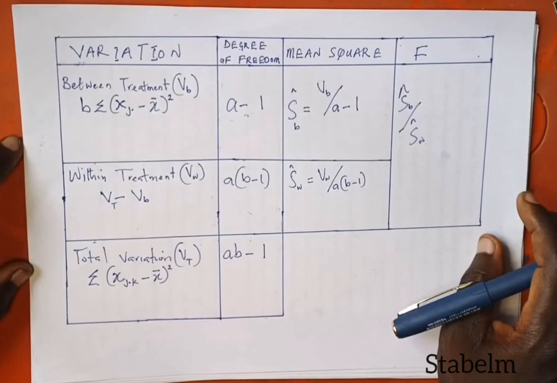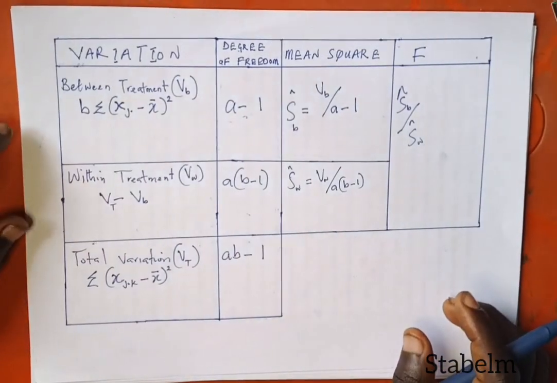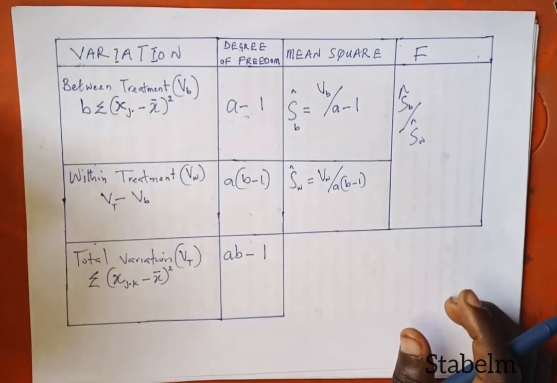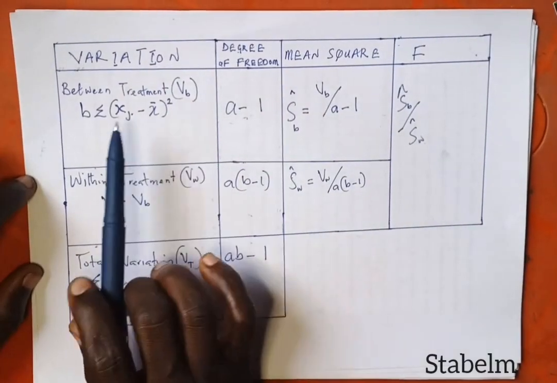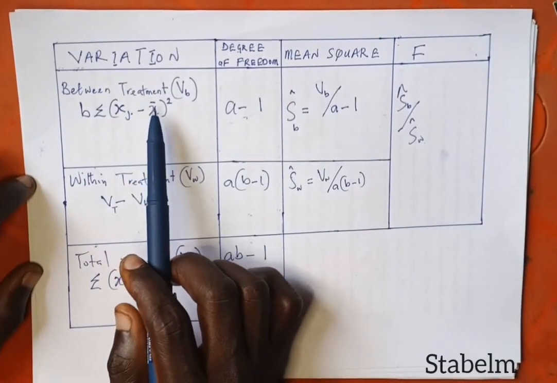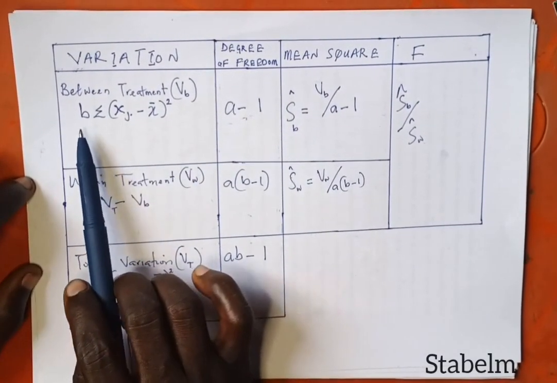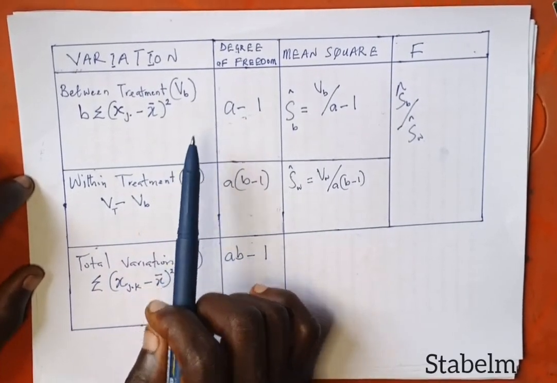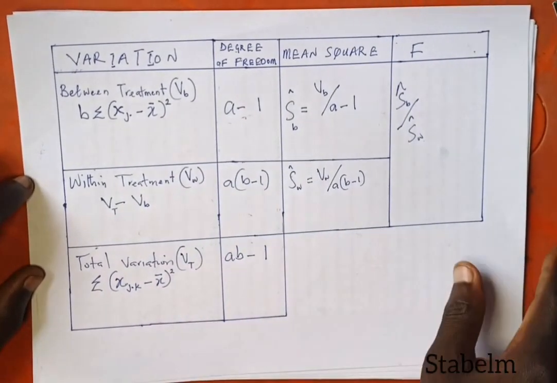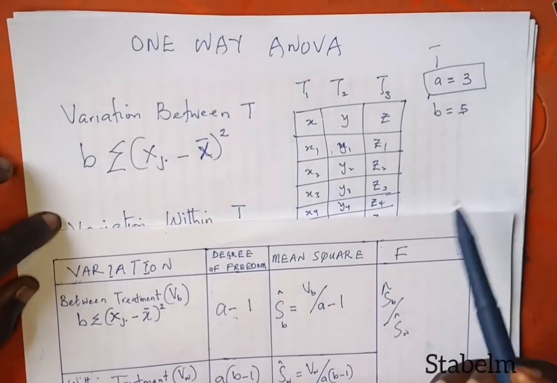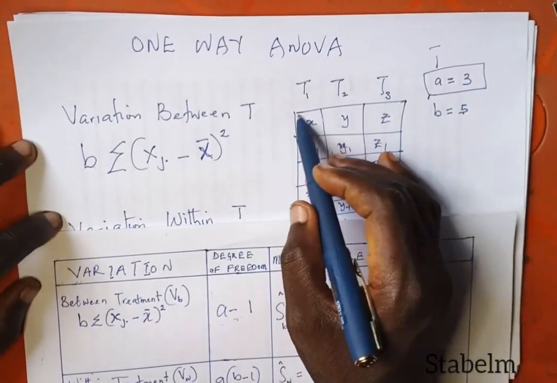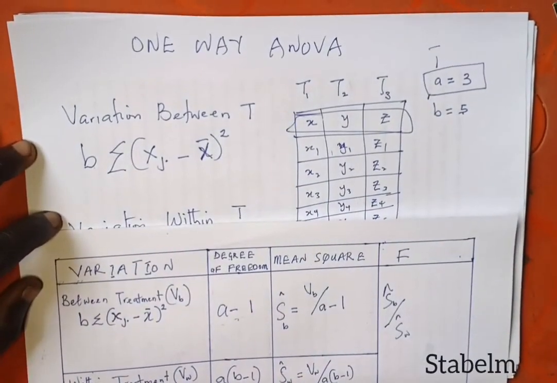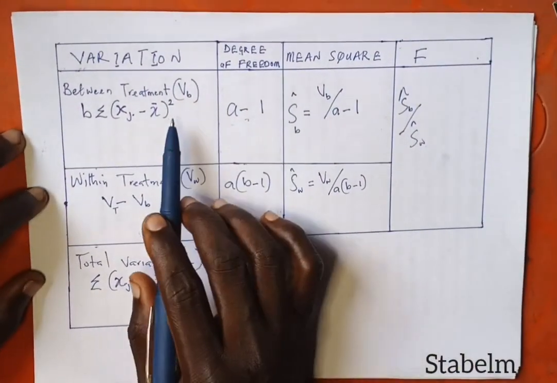So this is how the table looks like. You can see the first column here we have variation. Now we have here between treatment. This is the variation between treatment, denoted with V subscript B, and we have this formula: B summation into bracket (x_j dot minus x bar) raised to the power of 2. What is x_j dot here? This x stands for the treatment here. Okay, let's move on. We have raised to the power of 2.